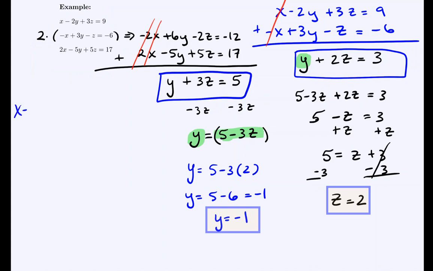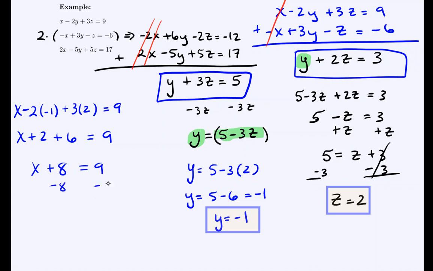So x minus 2 times, now y is negative 1, plus 3 times z, which is 2, is supposed to equal 9. Negative times negative is positive. So we get x plus 8 equals 9, which we could subtract 8 from both sides, and we get that x equals 1. And this is great.